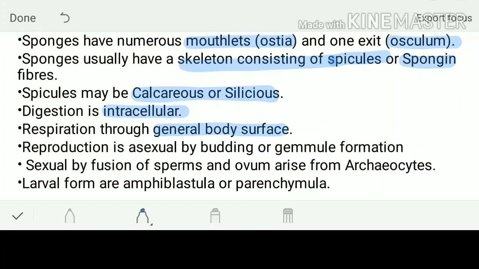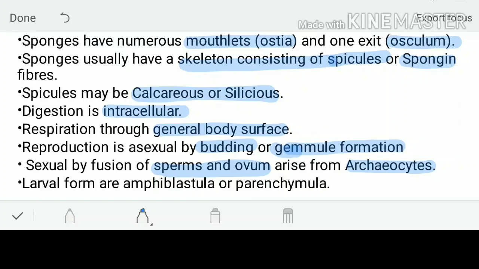Okay. Now, the reproduction can be asexual. If the reproduction is asexual, that will be by means of budding or gemmule formation, which means the body will be fragmented into portions and the fragmented particles will again develop into a new individual. Sexual reproduction is also seen in the sponges, and that is with the help of sperm and ovum, which are released from a special cell called archaeocytes.